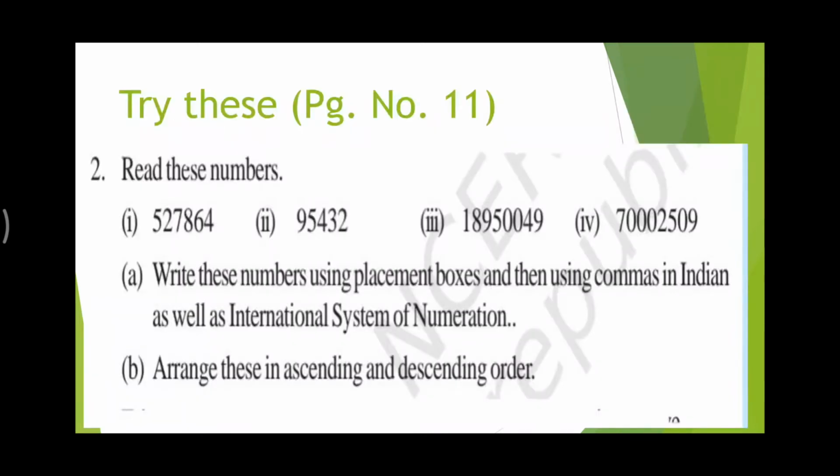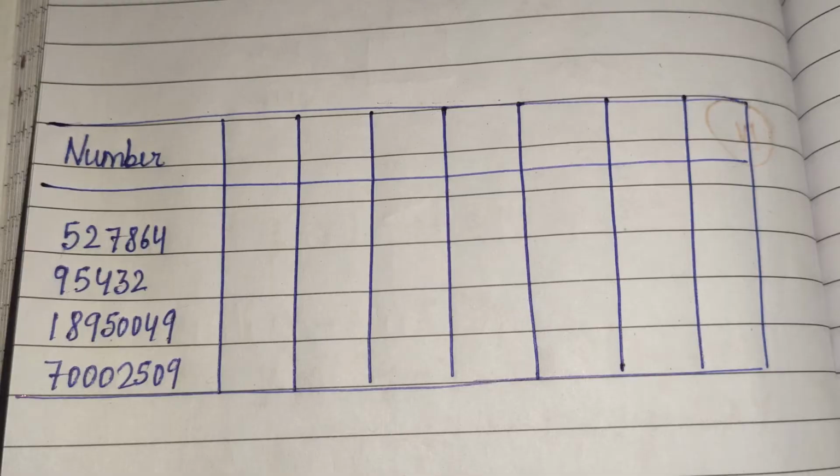Now this is question number 2. Read these numbers and write them in placement boxes, means place value chart, and write them in Indian and international system using commas also, and arrange them in ascending and descending order also. Now let us find out.